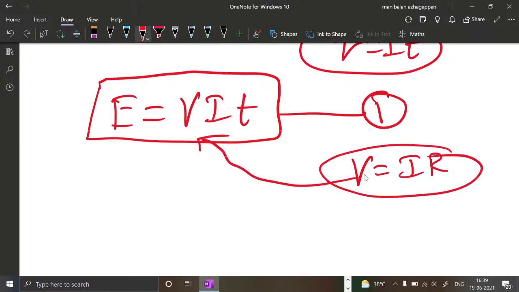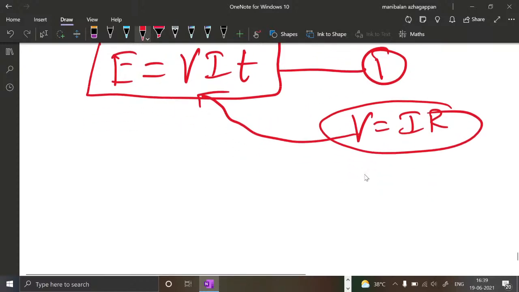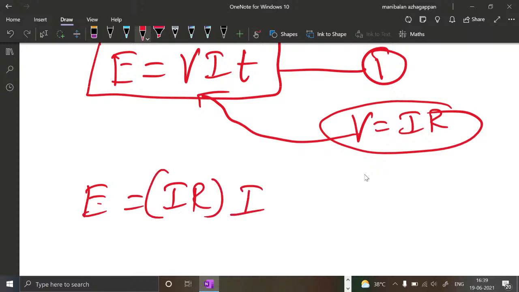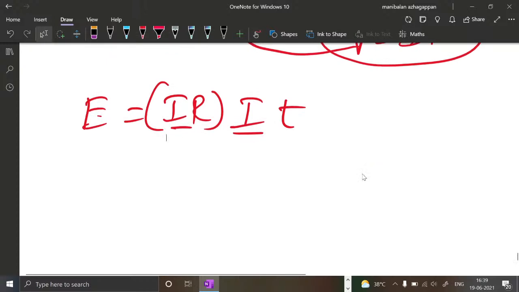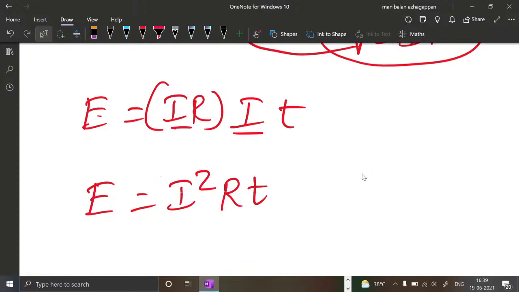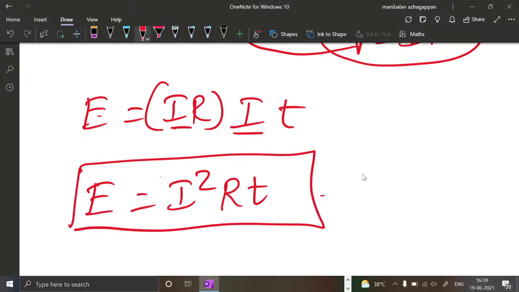So four formulas from energy we are going to discuss. So energy is equal to V into I into T. I, we can write as I square. So energy is equal to I square RT. It is the second formula, energy formula. Second formula we have now.